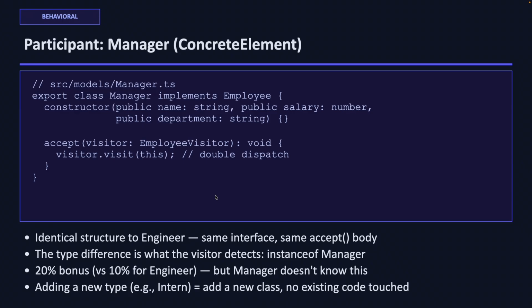The visitor is going to make that check. It's going to return true. And then that's when we execute the different bonus rate. It would be 20% in this case. So the symmetry that we have between these two classes is intentional. If we add another type, let's say we add an intern class, we're just writing another class with the same exact pattern. We don't have to change either the manager or the engineer class that we've already had.